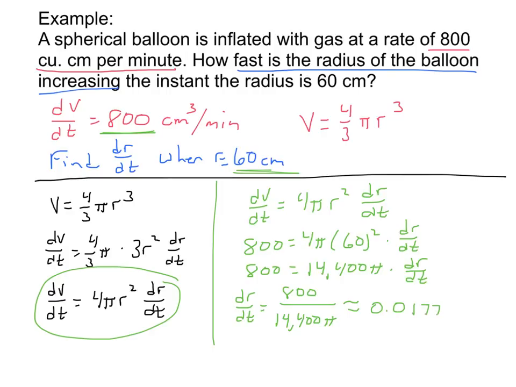And in this case, that's going to be centimeters per minute. I know it's per minute because our original rate in terms of volume was given in cubic centimeters per minute, so our time unit is minutes. So I know I'm increasing the radius by 0.0177 centimeters per minute.